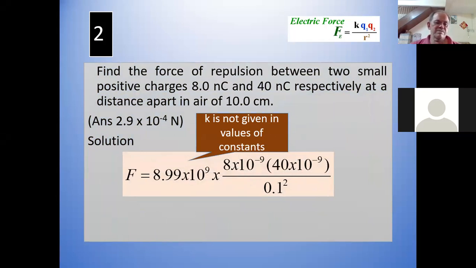So 1 meter means 100 cm, so you use 0.1. Instead of epsilon, now you can use K. I don't think anything is wrong. You get the same answer.